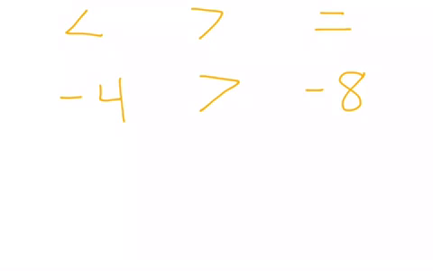You're also going to be comparing integers. So you may be asked to compare, which comparisons are less than, greater than, or equal to. So you may be asked to compare negative 4 to negative 8. Well, negative 4 and negative 8 are both negative integers, but this is where students have a harder time figuring out whether it's less than, greater than, or equal to. But negative 4 is actually greater than negative 8.